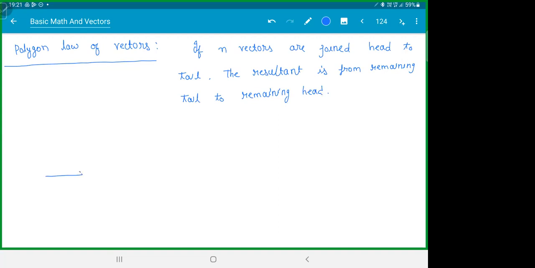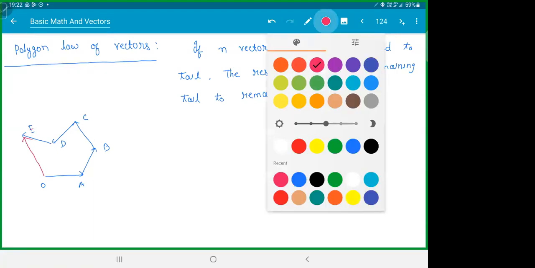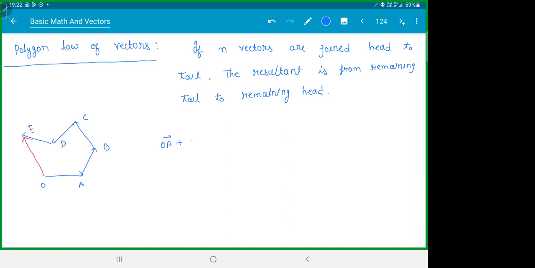So if you have vectors like a bar, going from O to A, A to B, B to C, C to D, and D to E like this, the resultant of all these vectors is as good as going from O to E directly. So OA bar plus AB bar plus BC bar plus CD bar plus DE bar, if you add all this, this is as good as OE bar. Easy? Check.